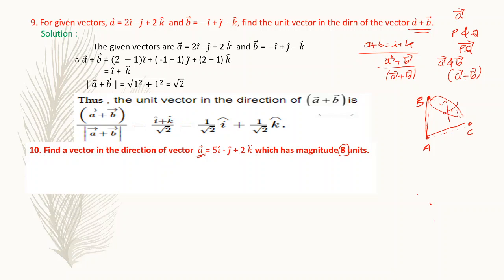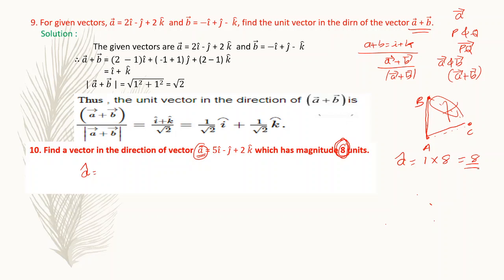So I have to find a new vector of magnitude 8. To find the new vector of magnitude 8, first let us find the unit vector for the given vector. When you find the unit vector, the magnitude will be 1. So just multiply that vector by 8. Then you will get a new vector with magnitude 8. Will you agree with me?